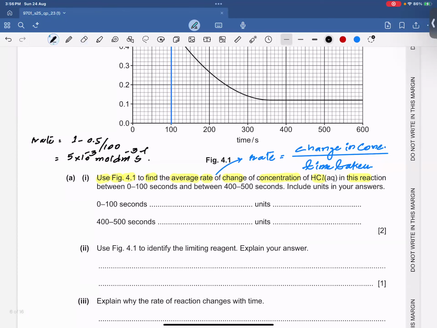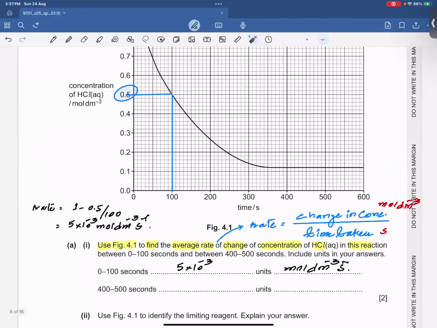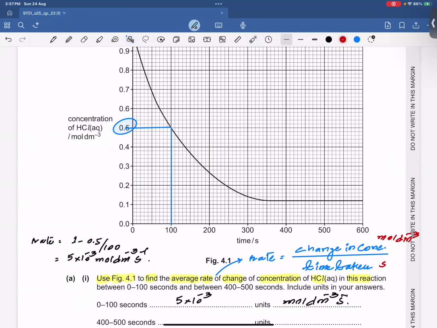So it's basically 5 into 10 to the power minus 3. Unit is mole per dm cube second inverse. I can write the unit here. The unit of concentration is mole per dm cube and time has seconds. So unit is going to be mole per dm cube second inverse. Now from 400 to 500, from 400 to 500.